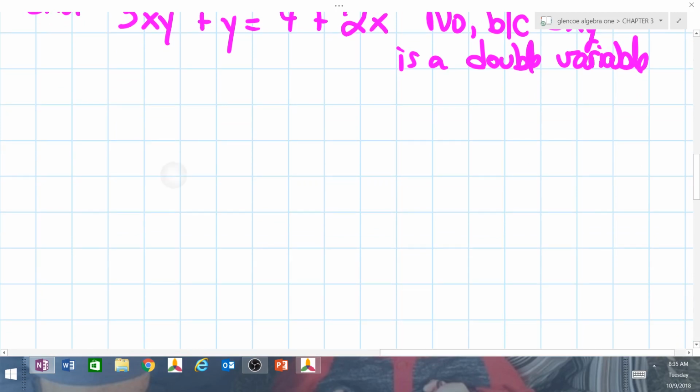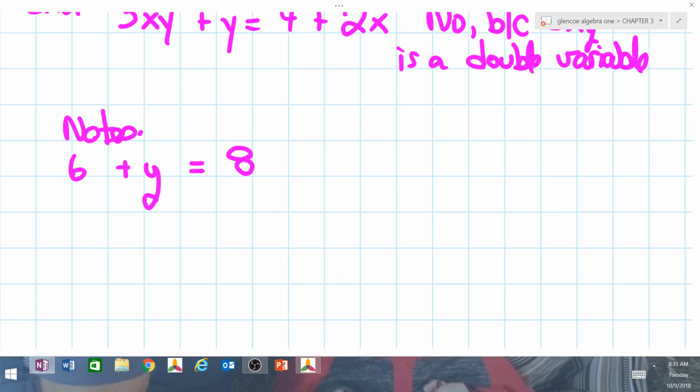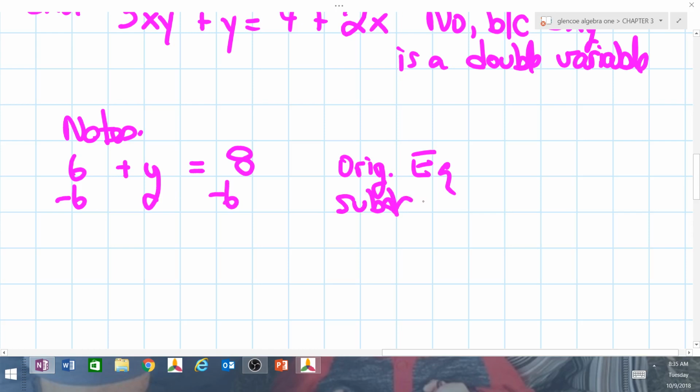So let's go ahead and do a few from our notes. Let's look at number 1. I want to do this one with you. 6 plus y equals 8. So what would be the first thing you would do to each side of that equation? Subtract 6. Good job. And so now you have y equals 2.